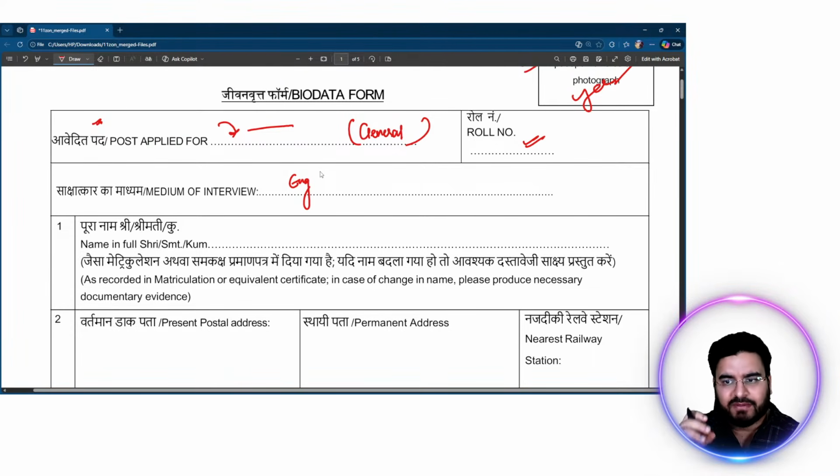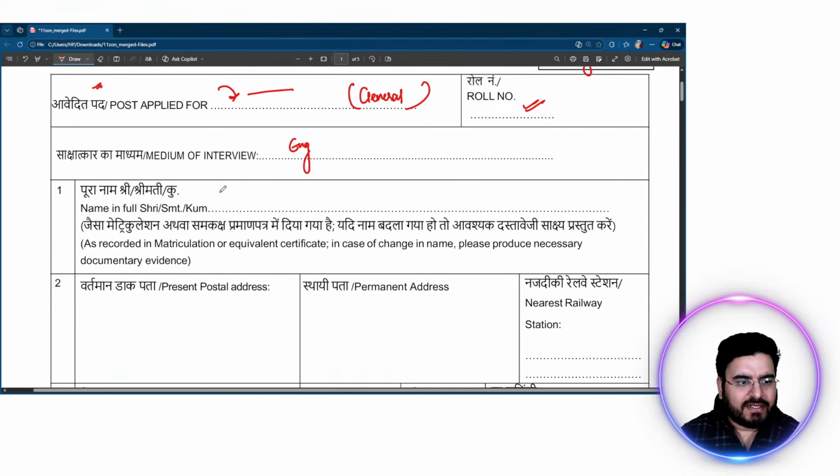I believe many students are in this dilemma: sir, should I speak in English, should I speak in Hindi, should I mix Hindi and English both? So don't fall in that trap. In whichever language you are comfortable, use that language. Then name in full. Whatever your full name is, please mention it here. And remember, the name you write here should be the same as the one written in your matriculation certificate.